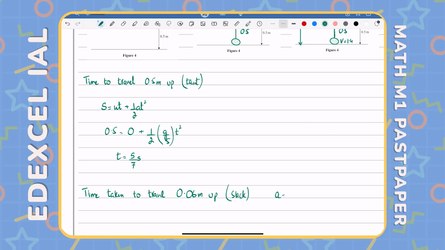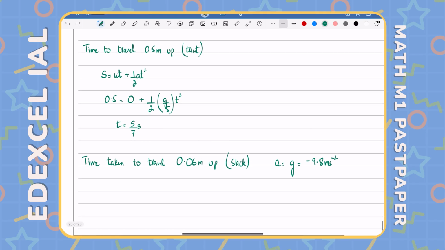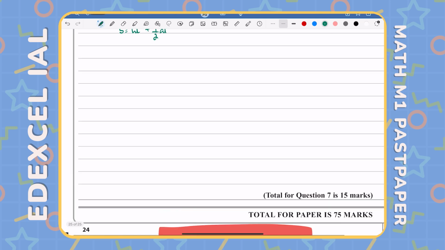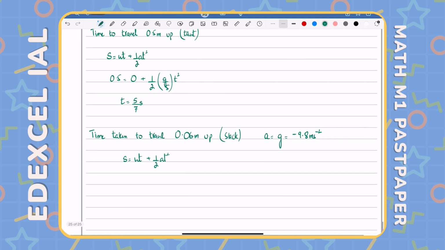And if the string is slack, that means it's motion under gravity and the acceleration due to gravity will be used, which is negative 9.8. Why negative? Because it's moving up. So once again, the appropriate equation is s equals ut plus half at squared. Now we don't have a lot of space, so let's be efficient from now on.